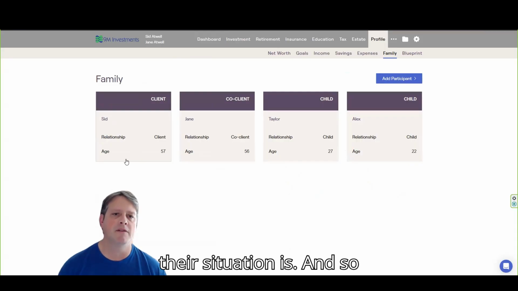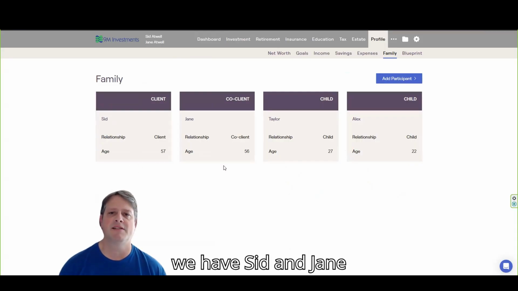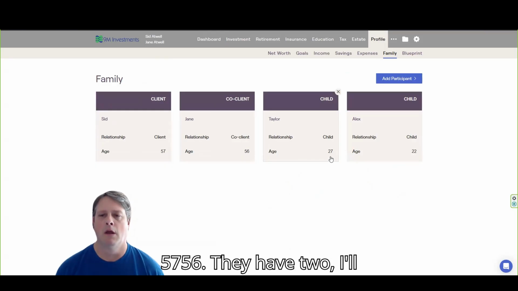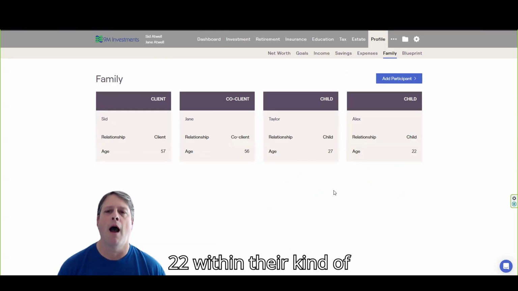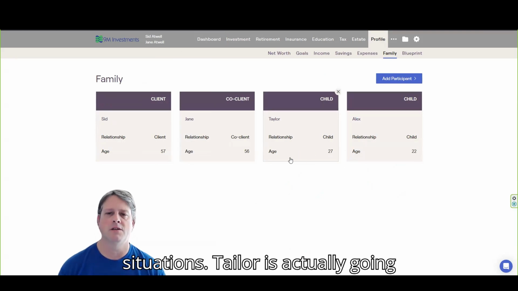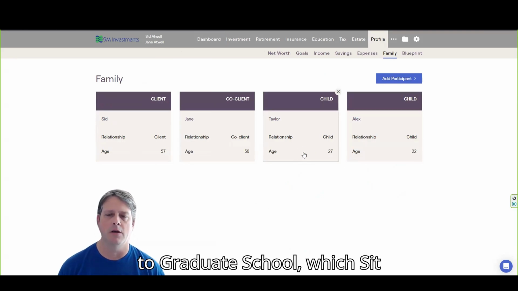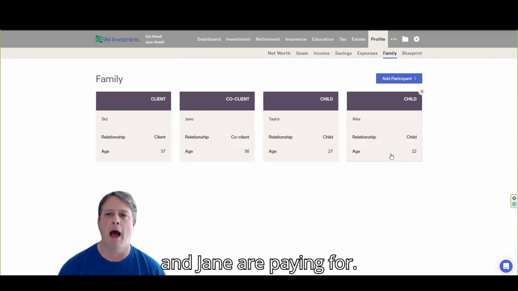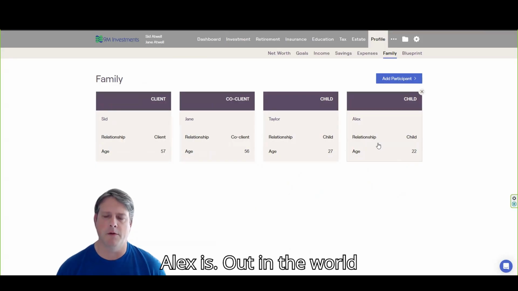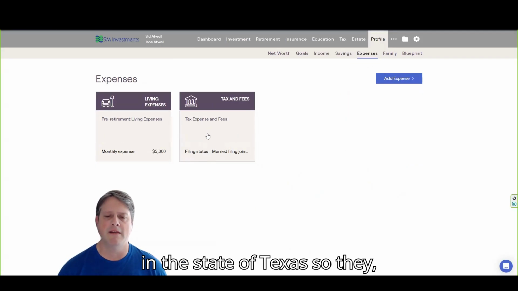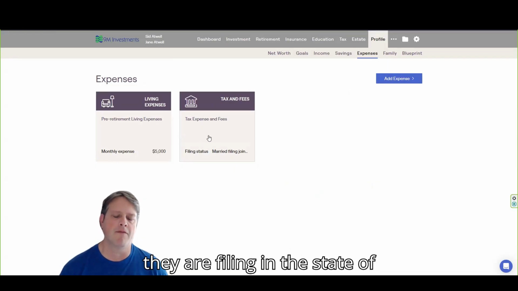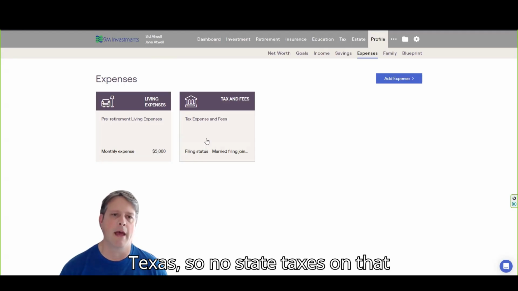And so we have Sid and Jane, 57 and 56. They have two, I'll say, adultish children, 27 and 22. Within their situations, Taylor is actually going to graduate school, which Sid and Jane are paying for. Alex is out in the world doing his thing. Expenses: they are in the state of Texas, so they are filing in the state of Texas, so no state taxes on that part of it.